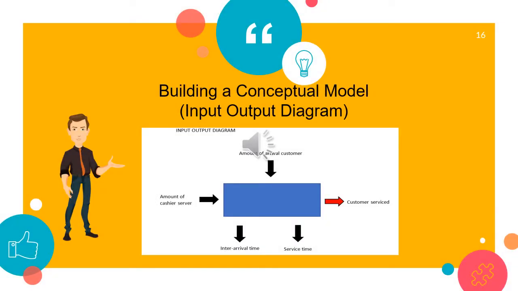And now we are going to the part building a conceptual model. The first one is our input and output diagram. Starting from amount of cashier server, and the output is customer service.